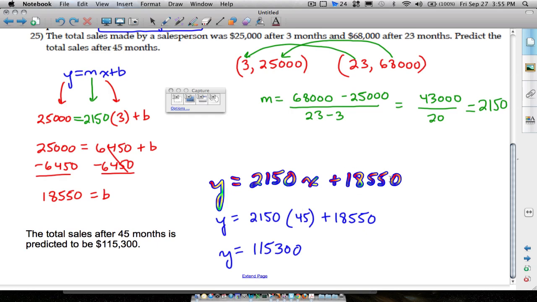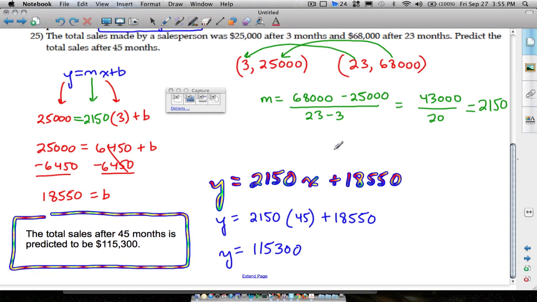What does that $18,550 stand for? It's a y-intercept. That would represent the amount of sales made at 0 months, which can be kind of weird to think about, but hey, we had to go through that same motion of finding b. At month 0, if you were to plug 0 into that, there will still be $18,550 in sales. But I got on a little tangent there. The final answer that you want to get is that.